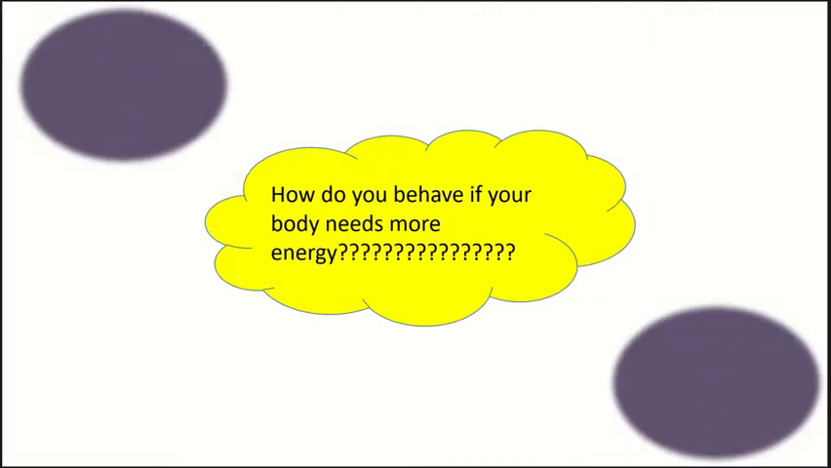Before I start explaining the lesson, I will ask you a question. How do you behave if your body needs more energy? I guess that your answer is that you'll consume more food and more oxygen. In this lesson, we will study the variation of consumption of food and oxygen as a function of the external temperature of two animals, the vole and the snake.